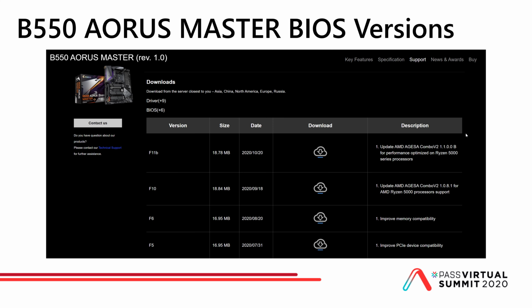This is an example of going into your motherboard support site and getting the latest BIOS version. So this is a B550 Aorus Master, and it shows the different BIOS versions. And you would want to get the F11B version that's shown here at the top, and that would give you full functionality for the Ryzen 5000 processor, just like it shows there.